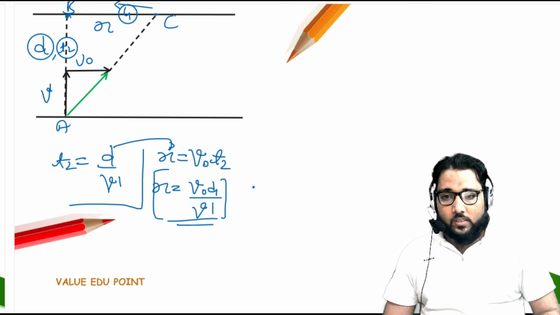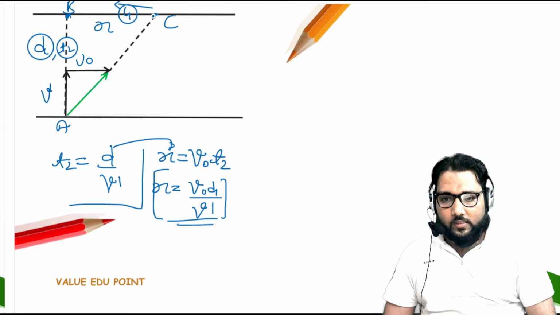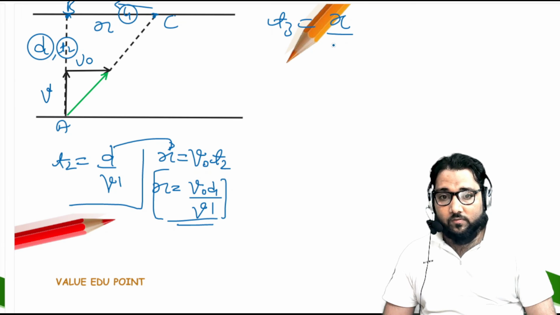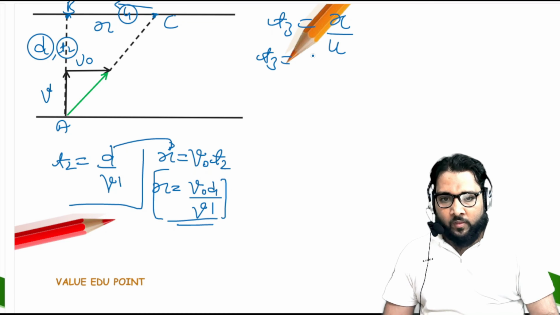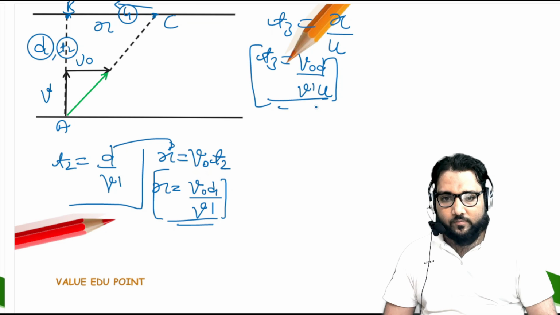This is the value of x. Now what is happening: he reaches point c, and again he will come from c to b. So again, time t3 is needed to cover the distance cb. The distance cb is x, and the velocity will be u. Is it okay, guys? Now we can simply write that x is equal to v naught d upon v dash, that is, x upon u. Is it okay, guys?